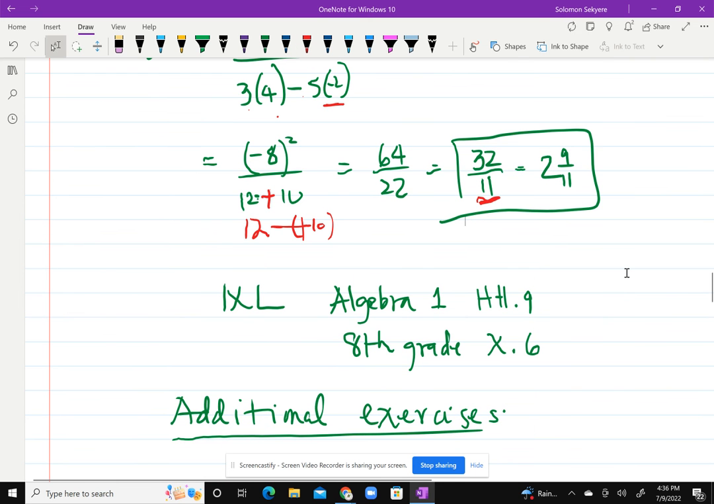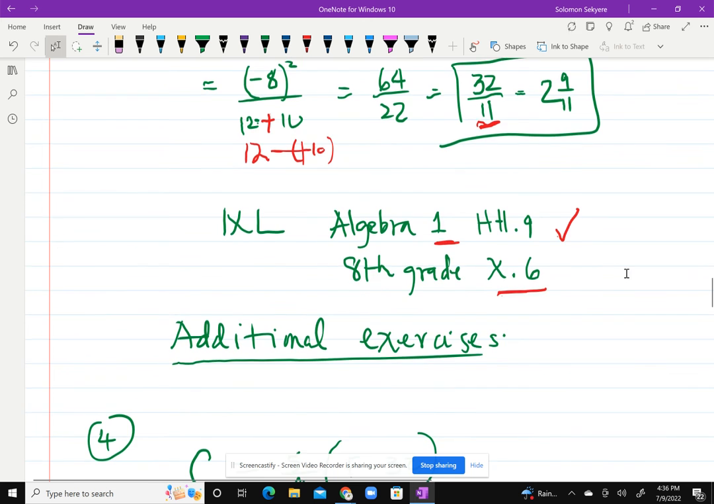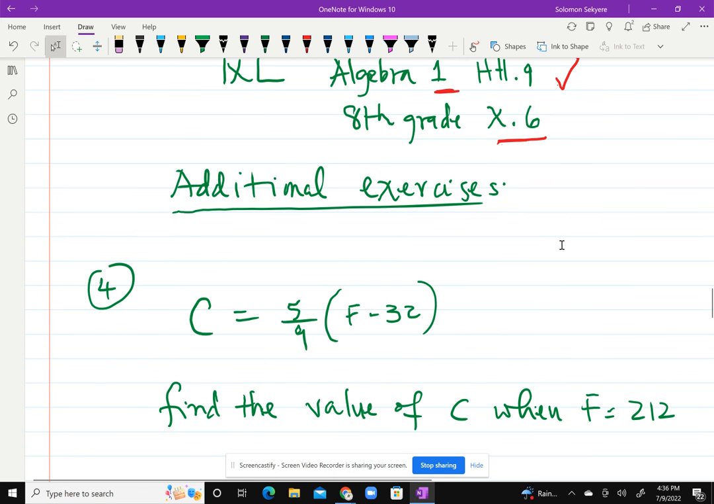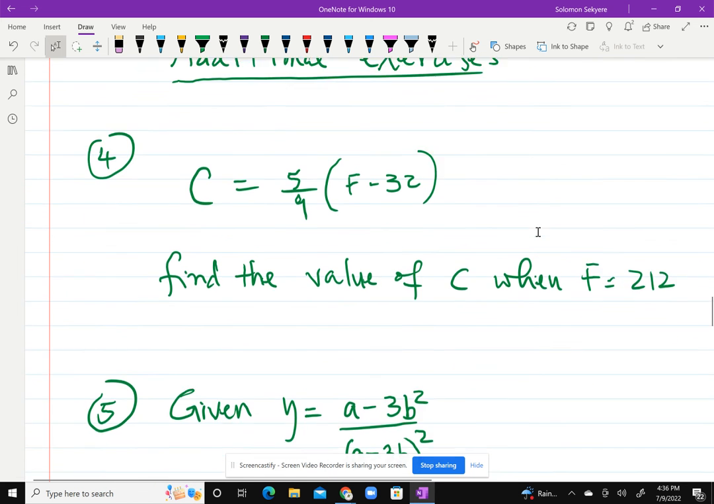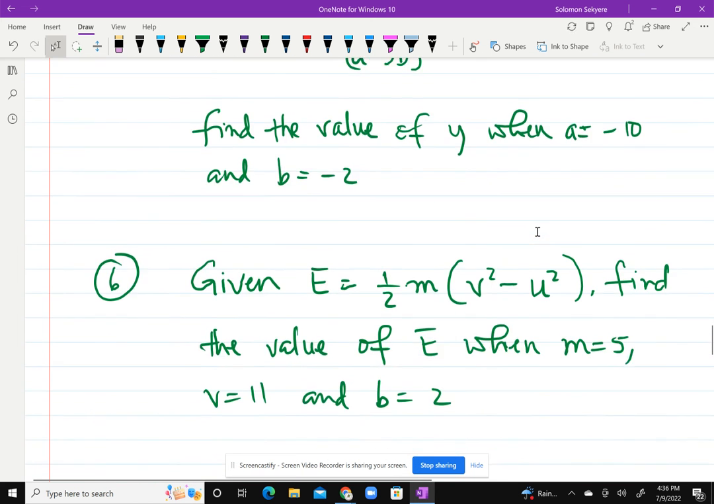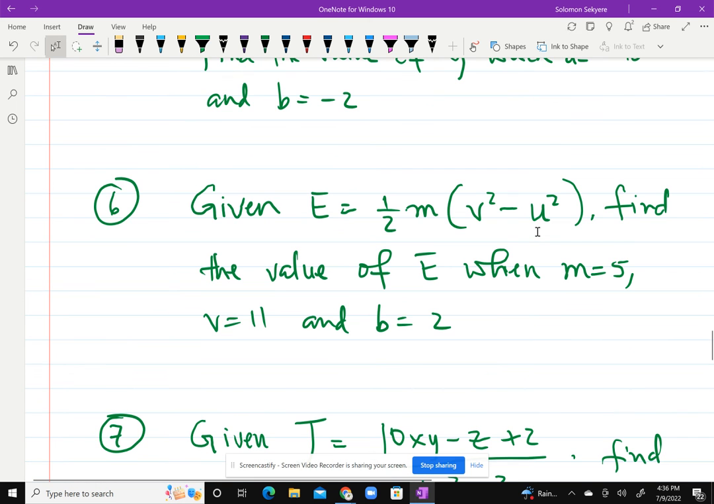I hope this helped. So you go in iExcel, log into Algebra 1, and do HH9 or 8th grade and 8th grade X6. Practice these two. I'm also going to put this in your Google Classroom for additional exercises. Do all these. Keep on practicing. Apply yourself very well.